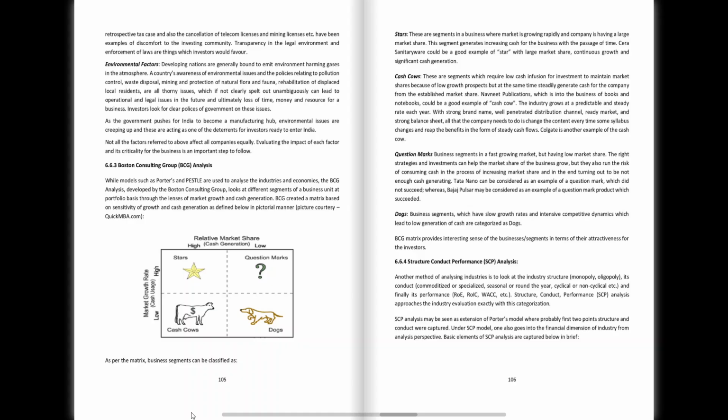Cash cows. These are segments which require low cash infusion for investment to maintain market share because of low growth prospects, but at the same time steadily generate cash for the company from the established market share. Navneet Publications, which is into the business of books and notebooks, could be a good example of a cash cow. The industry grows at a predictable and steady rate each year. With a strong brand name, well-penetrated distribution channel, ready market, and strong balance sheet, all the company needs to do is change the content every time some syllabus changes and reap the benefits in the form of steady cash flows. Colgate is another example of a cash cow.